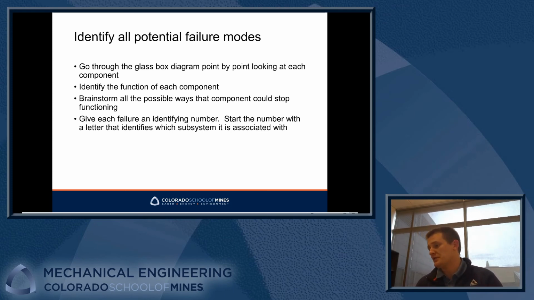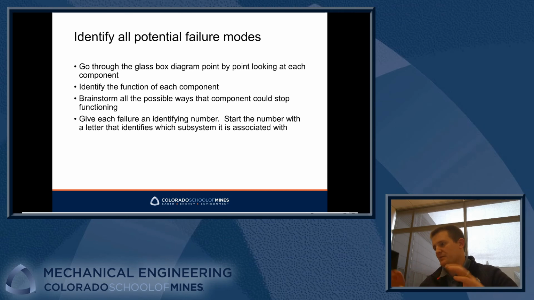So think like a motor, you could have just a general stall, like you overload the motor and it stalls. It could overheat. It could become unbalanced and start vibrating. There's lots of different ways for something like that to fail, right? While you're doing this, just as a pointer, you want to give each failure an identifying number so that you can go back to it and refer to it. And I recommend starting the number with a letter that identifies which subsystem it's associated with. So say you have like a frame, right?